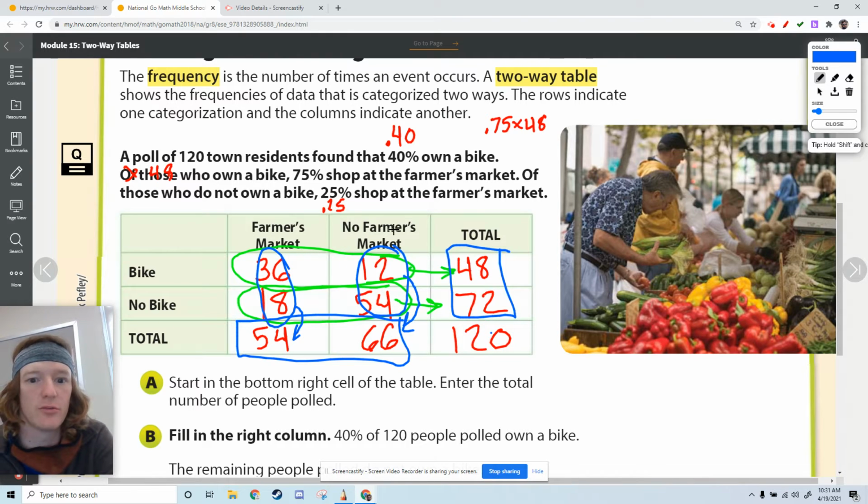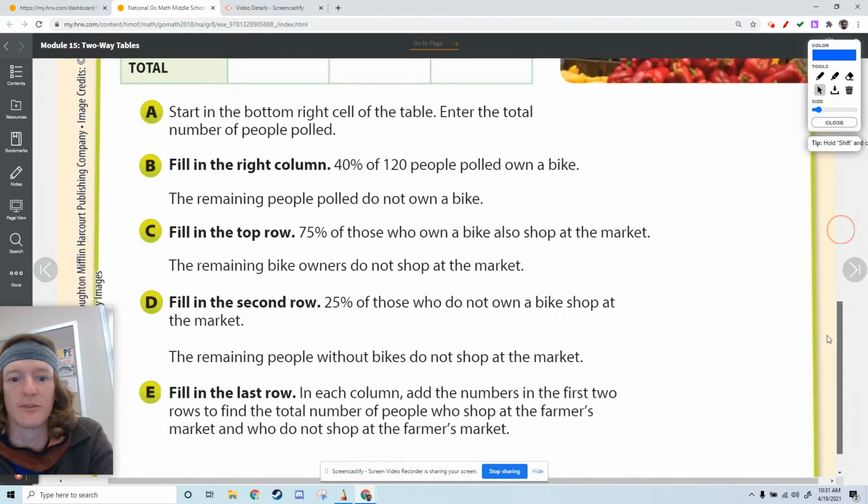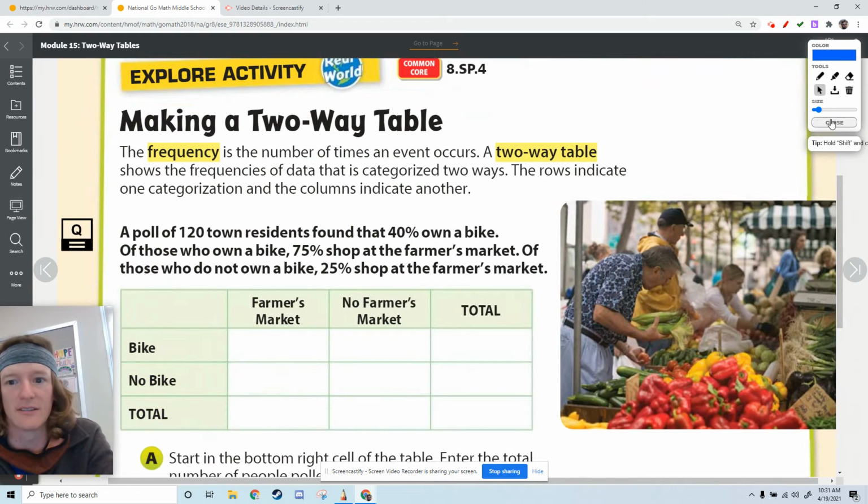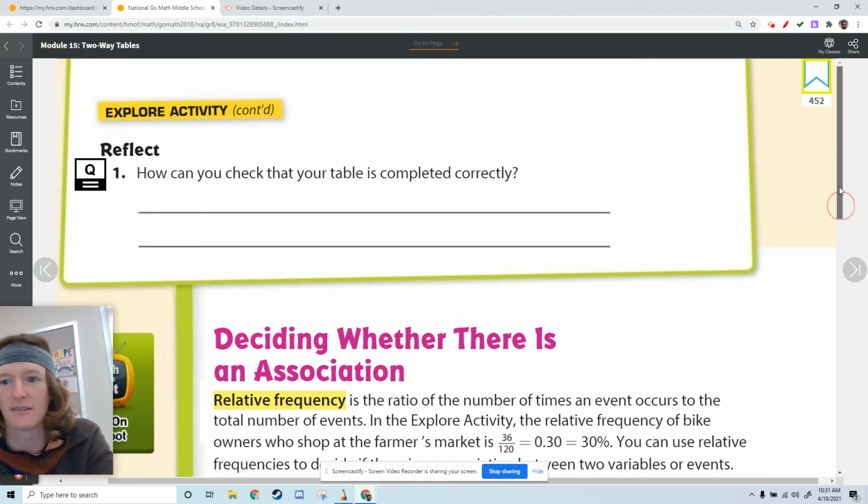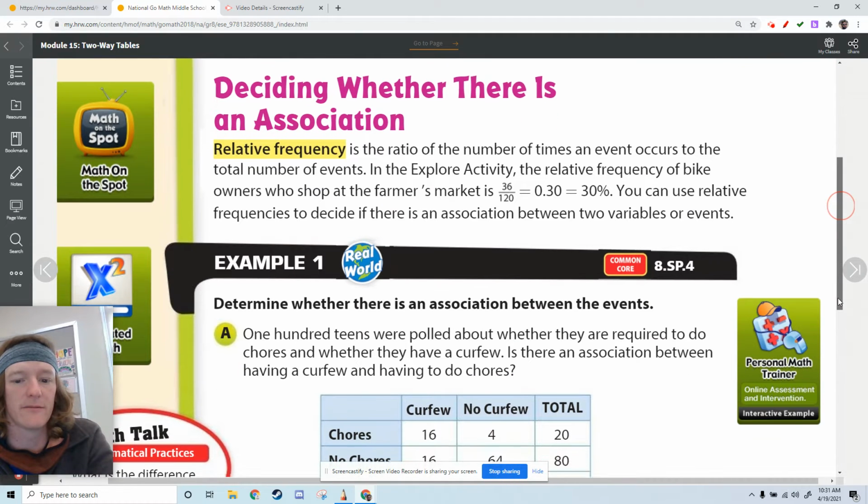Then we have two different variables we're talking about, bike and farmer's market. And we're going to be working with some of these frequency tables throughout this lesson. So make sure you get that page knocked down. Relative frequency.